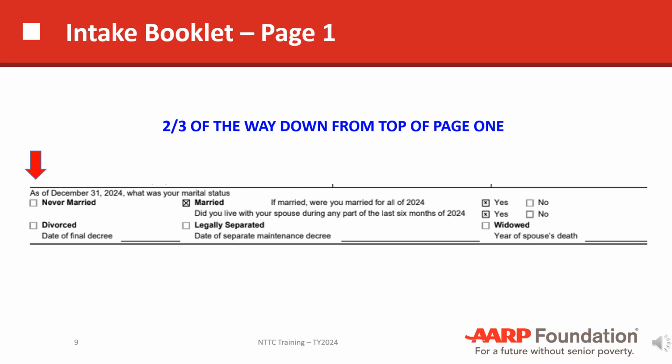So about 2/3 of the way down, we're going to look at that and see how they identified their marital situation. We don't ask them, what is your filing status? Because that's our job to determine that. So we're asking them, what is your marital status? And they're telling us what the marital status is. And then we interpret that into a filing status.